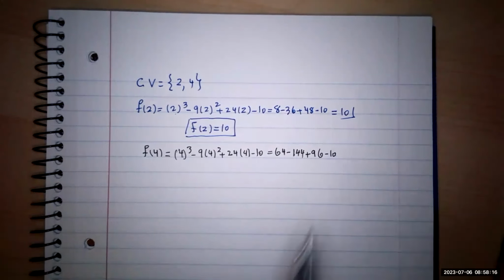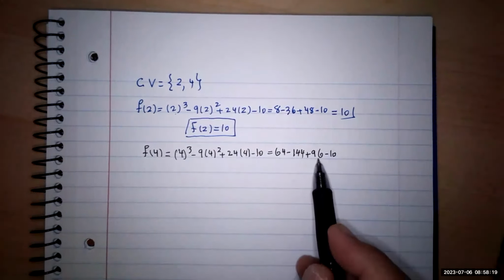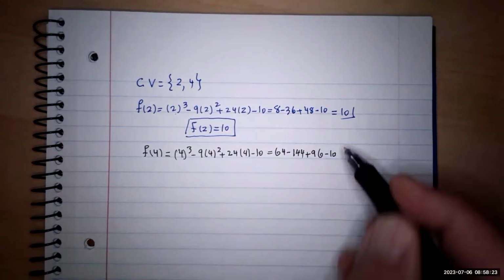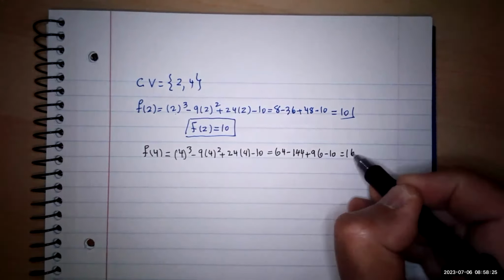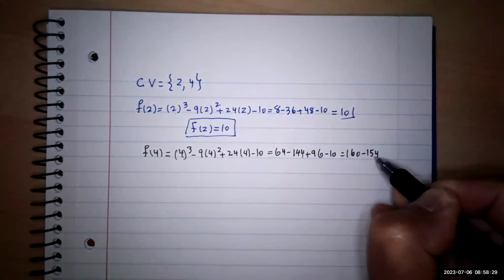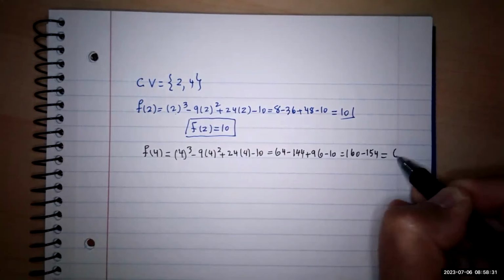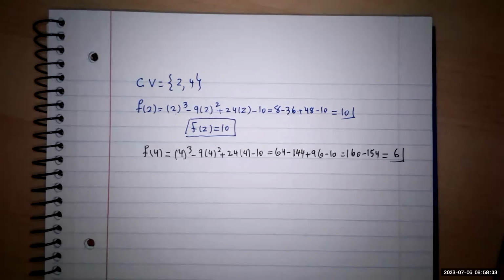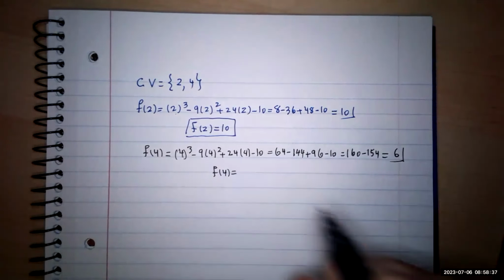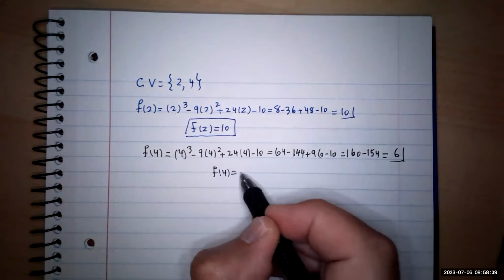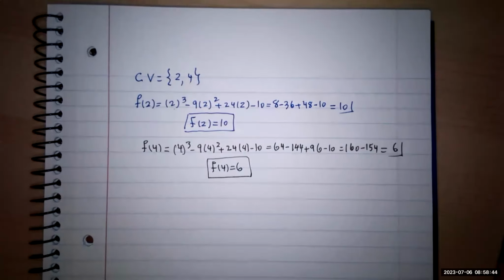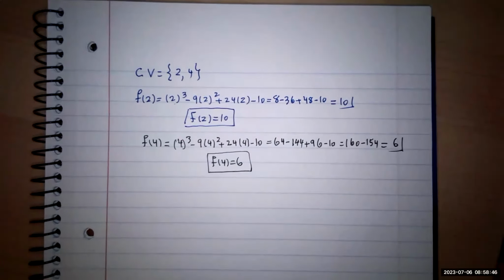So take care of this one. 64 and 96 would be 160. Okay, 160, but this is 160 minus 154. So the result would be 6. So f of 4 is going to be equal to 6. So these are two candidates for the maximum and the minimum. Any question?